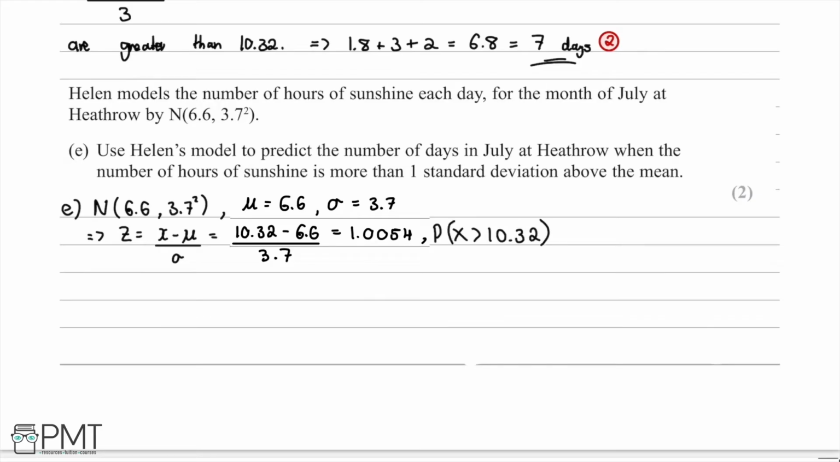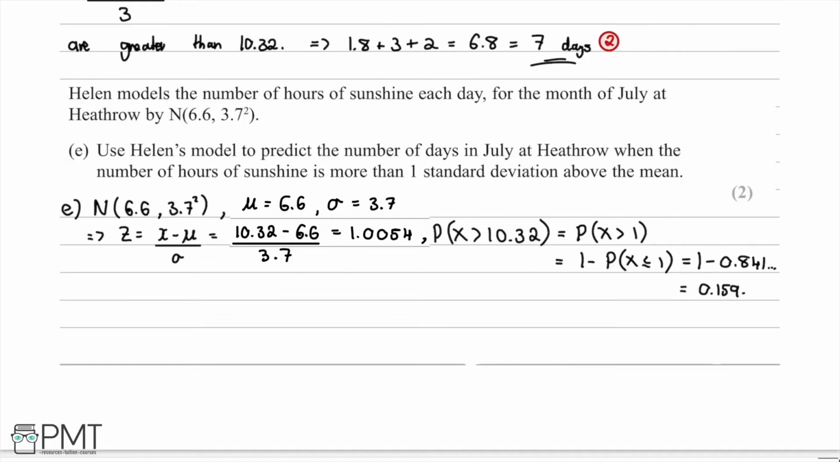Then we want to find the probability that x is greater than 10.32. Because we can substitute in our critical value, we'll have the probability of x being greater than 1, which, using our knowledge of manipulating probabilities, is equal to 1 minus the probability of x less than or equal to 1. We read this off the normal distribution table, and this is equal to 1 minus 0.841, and so on, but rounding to 3 significant figures, this is equal to 0.159.